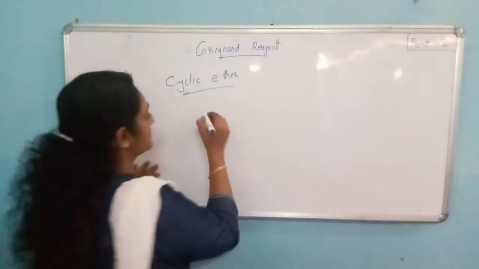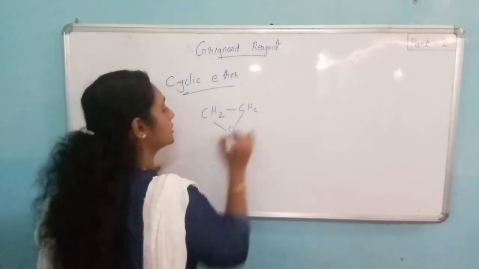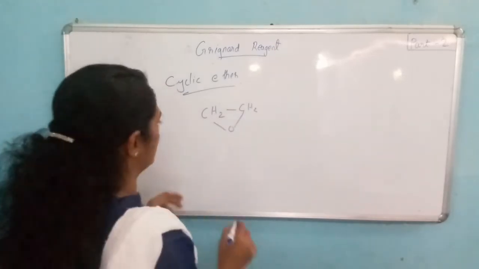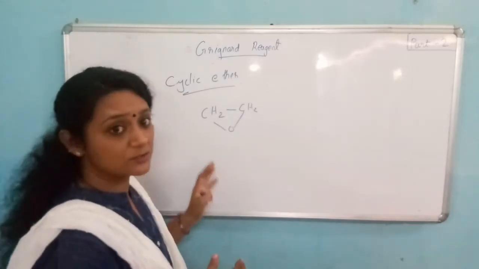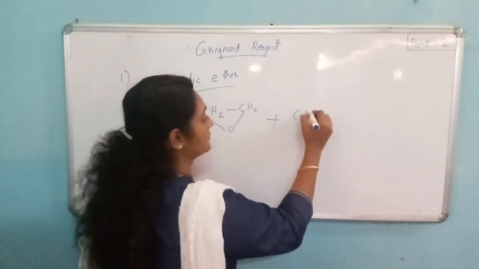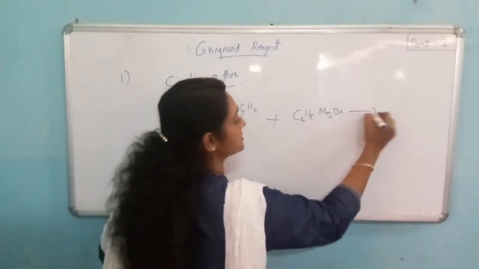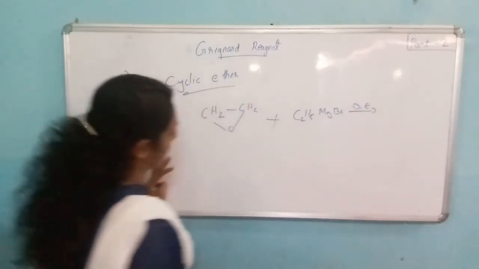Okay, a cyclic ether is CH2OCH2, ethylene oxide. This compound is highly reactive because it has ring strain. Okay, when it reacts with C2H5MgBr, a Grignard reagent, in presence of ether, what will be the product?